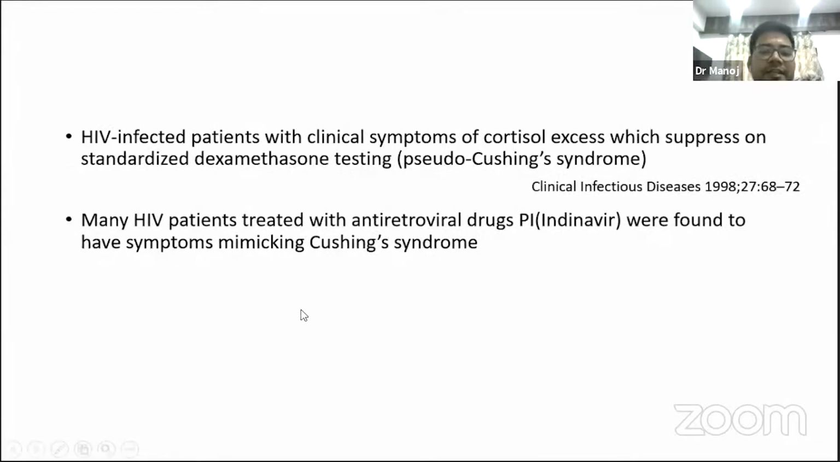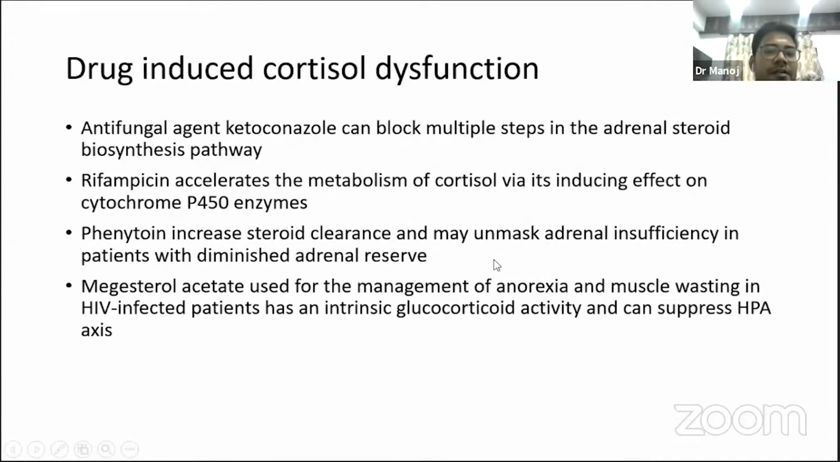This was another study. There are multiple case reports where they have seen HIV infected patients with clinical symptoms of cortisol excess, which usually suppressed with the standard dexamethasone suppression test. And most of these patients were on antiretroviral therapy, that is protease inhibitors. Now, if you see the drugs which induce cortisol dysfunction, there are various drugs like the antifungal ketoconazole, which blocks multiple steps in the adrenal steroid biosynthesis pathway. Then we have rifampicin, which accelerates the metabolism of cortisol via its inducing effect on the cytochrome enzyme.